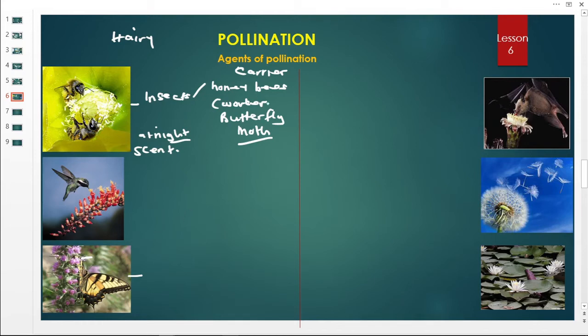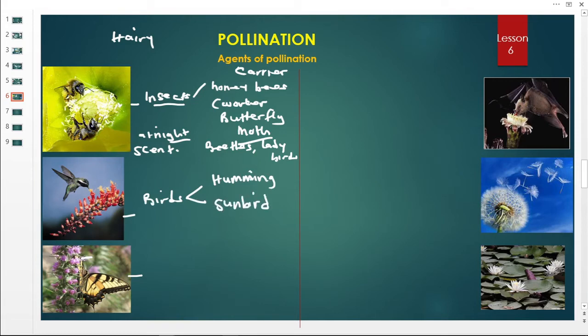Then apart from the butterflies, moths and worker bees, we have beetles and also what we call the ladybirds. Then apart from the insects as the pollinator agents, we have birds. The birds here, we have two examples. One is the hummingbird, and also the sunbird. Then these hummingbirds or sunbirds belong to the big class of birds which we discussed in our first term, under the class of perching birds.